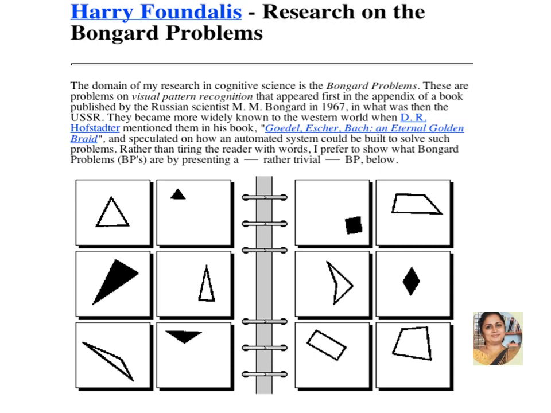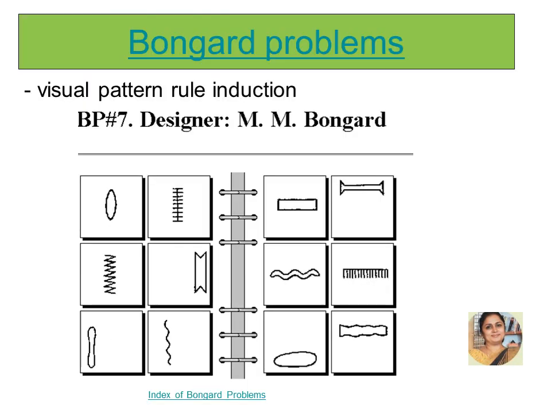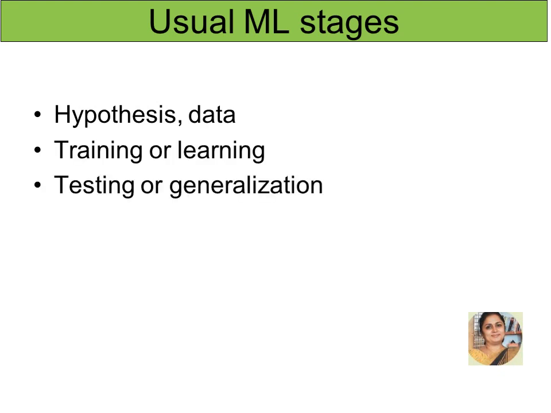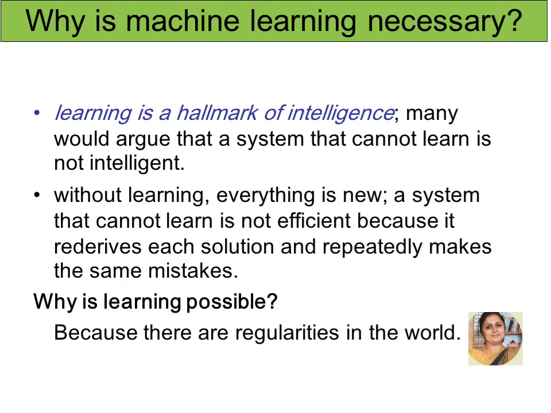The research on Bongard problems is in the domain of my research in cognitive science. Bongard problems are about visual pattern recognition and appeared first in the appendix of a book published by the Russian scientist M.M. Bongard in 1967, in what was then the USSR. They became more widely known to the Western world when Hofstadter mentioned them in a book and speculated on how an automated system could be built to solve such problems. Here the visual patterns are shown in a diagram, and the usual machine learning stages could be hypothesis data, training or learning, and testing or generalization.